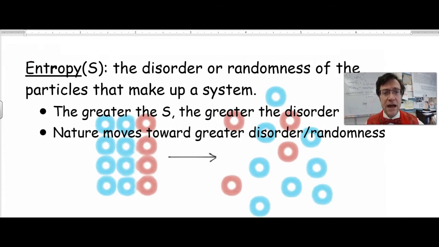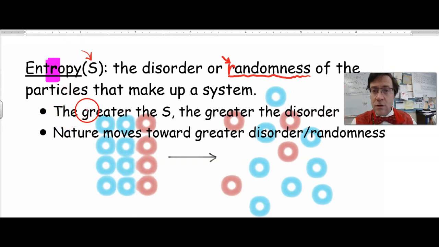entropy. Now for entropy, we've got the R, and in this case, the R stands for randomness, because entropy is the disorder or the randomness of the particles that make up a system. Okay, so we have the coefficient S to stand for entropy. So the greater the entropy, the greater the disorder.